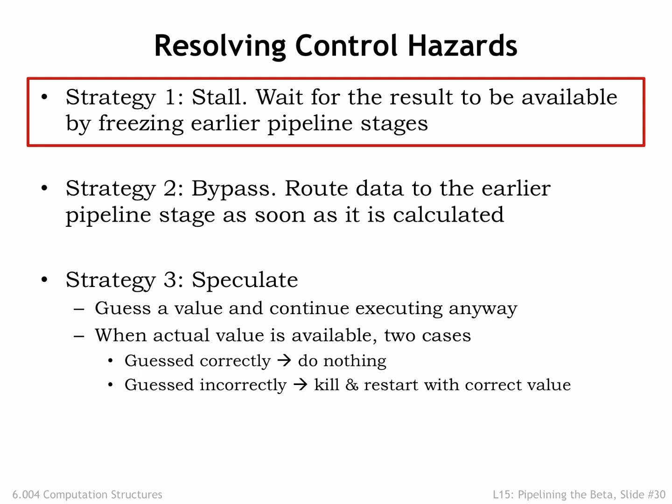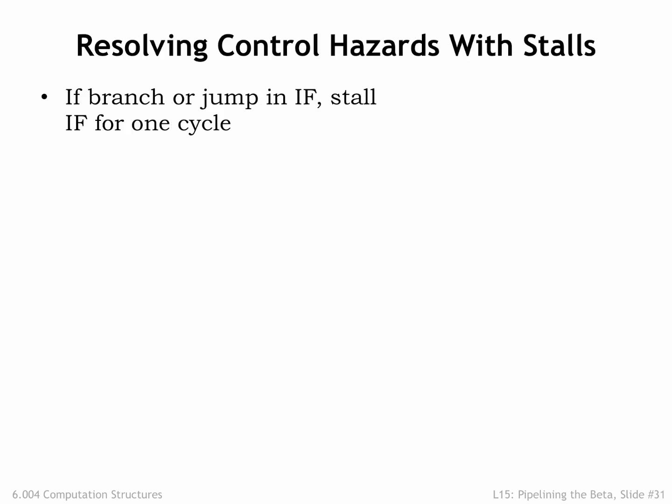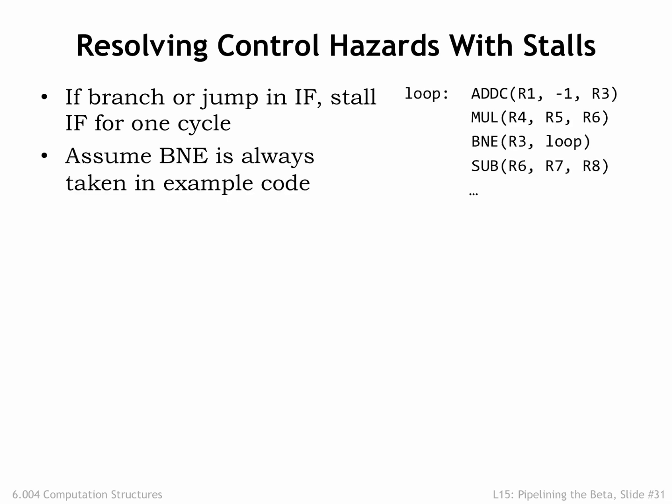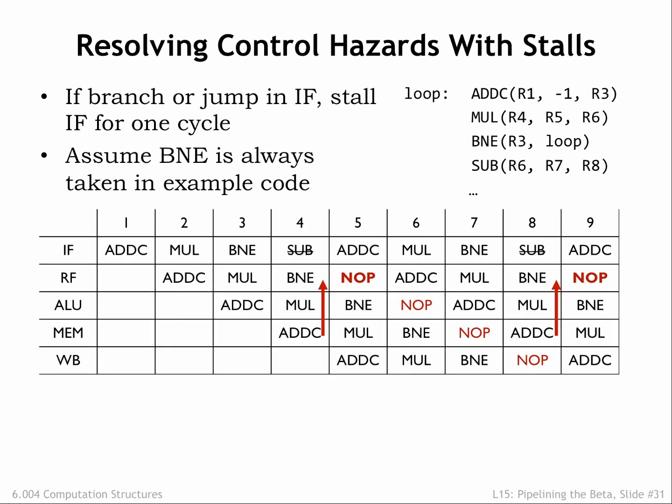This was the first of our general strategies for dealing with hazards. How would this work? If the opcode in the RF stage is jump, BEQ, or BNE, stall the IF stage for one cycle. In the example code shown here, assume that the value in R3 is non-zero when the BNE is executed. In other words, that the instruction following the BNE should be the ADC at the top of the loop. The pipeline diagram shows the effect we're trying to achieve. A no-op is inserted into the pipeline in cycles 4 and 8. Then execution resumes in the next cycle after the RF stage determines what instruction comes next.